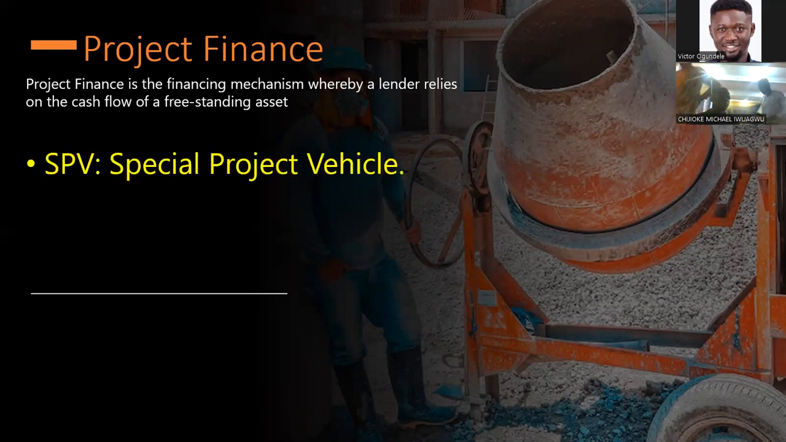In other words, it is a special project vehicle. Let's assume Dangote decides that, oh, tomorrow we want to set up another plant somewhere. And then that would be a special project on its own. It means something that happens to that project, that company can never.